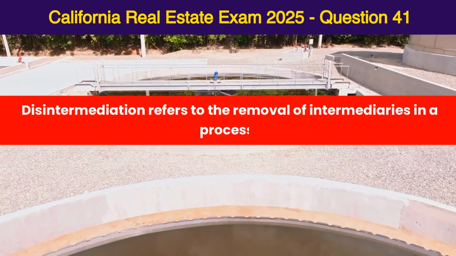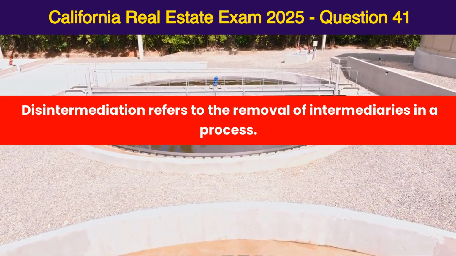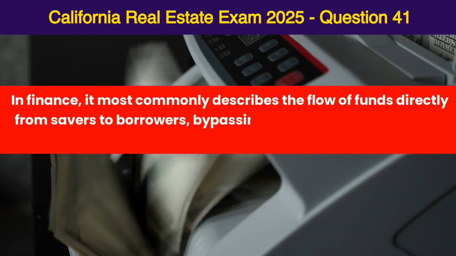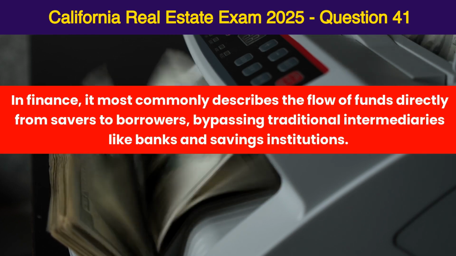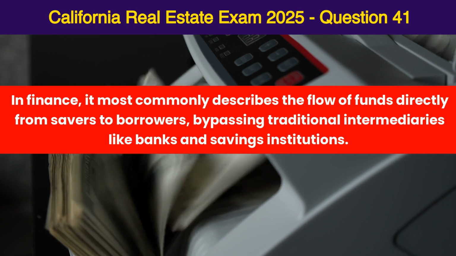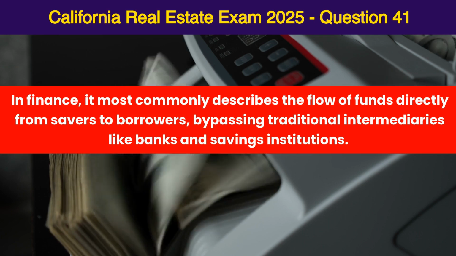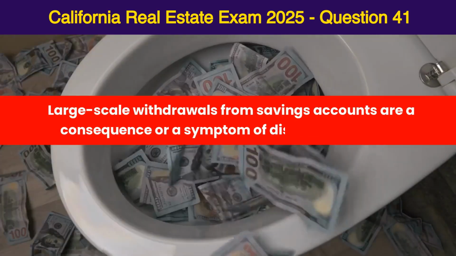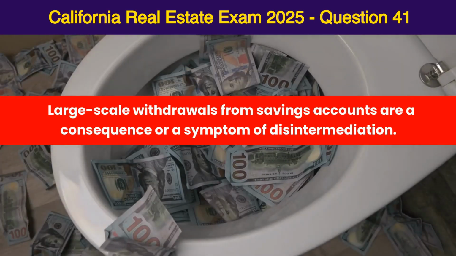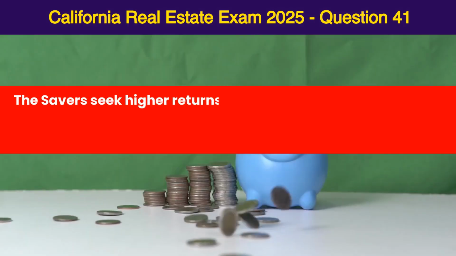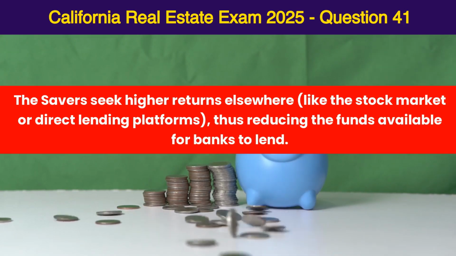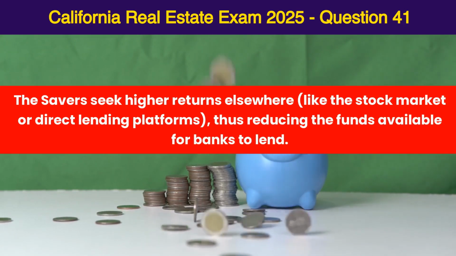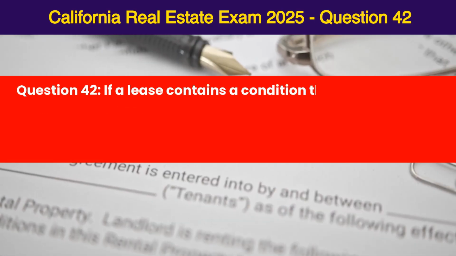Disintermediation refers to the removal of intermediaries in a process. In finance, it most commonly describes the flow of funds directly from savers to borrowers, bypassing traditional intermediaries like banks and savings institutions. Large-scale withdrawals from savings accounts are a consequence or a symptom of disintermediation. The savers seek higher returns elsewhere, like the stock market or direct lending platforms, thus reducing the funds available for banks to lend.